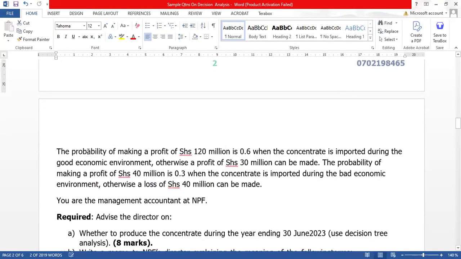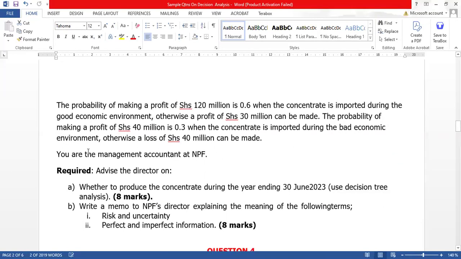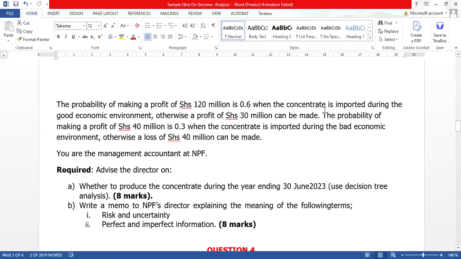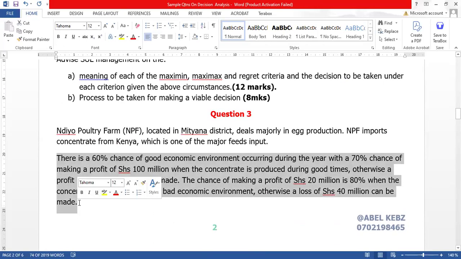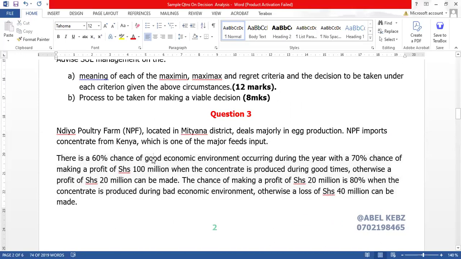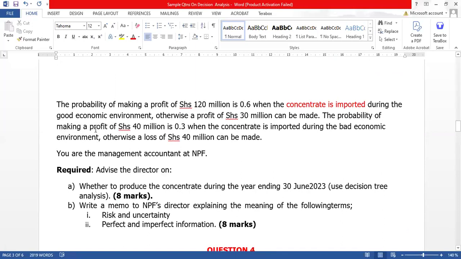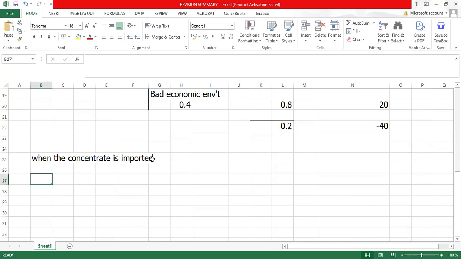So let's go to the next paragraph. They are telling us that the probability of making a profit of shillings 120 million is 0.6 when the concentrate is imported. This is very key. In the first paragraph, you are looking at a situation where the concentrate is produced. But here you're looking at a situation where the concentrate is imported. Let's focus on this.